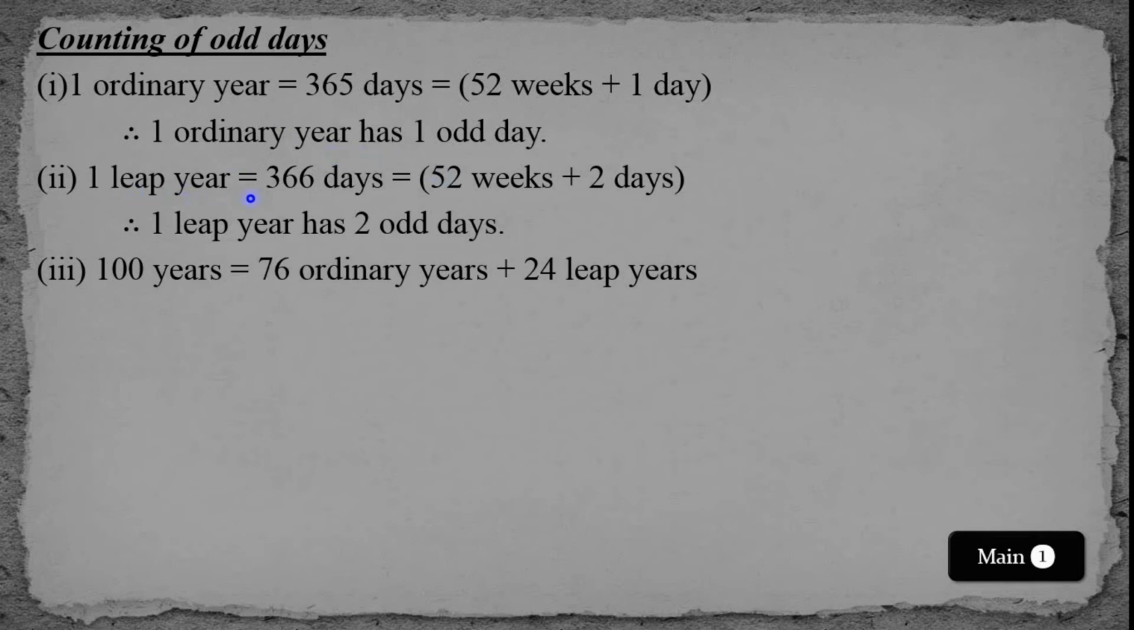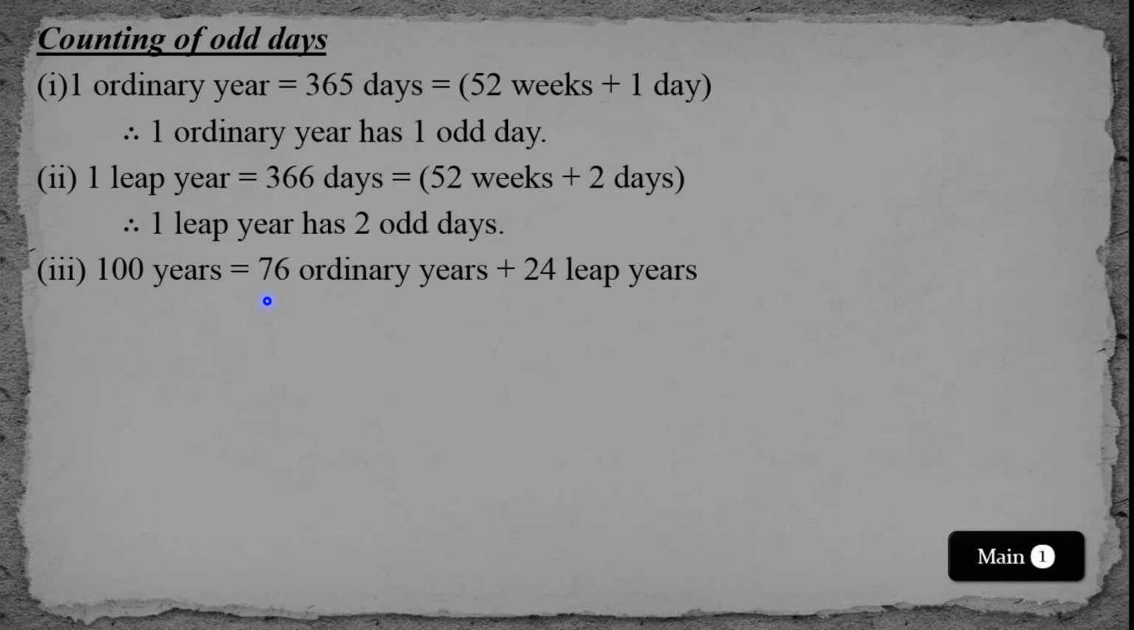Consider a leap year equal to 366 days equal to 52 weeks plus 2 days. Therefore, every leap year has 2 odd days. Consider 100 years. Here, I am not talking about the particular year 100. I am talking about the group of years from the year 1 to the year 100. These 100 years can be classified as a century year and non-century years. The year 100 is the century year. The remaining years 1 to 99 are non-century years.